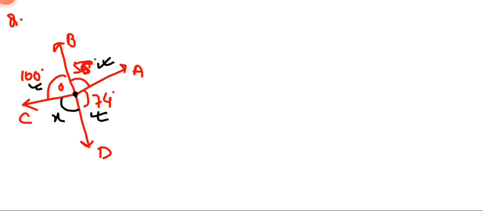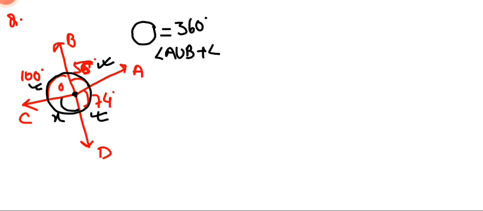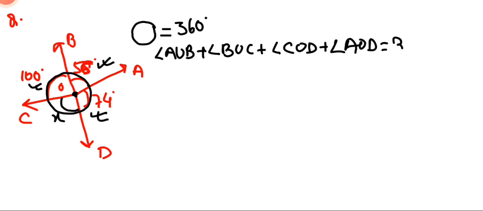So students, we have studied in the previous video in the important results part that if the angles are forming a circle, like here we can see angles are forming around a common point and it is forming a circle, then the sum of the angles will be equal to 360 degree. So here from that important results we can conclude that angle AOB plus angle BOC plus angle COD plus angle AOD will be equal to 360 degree.